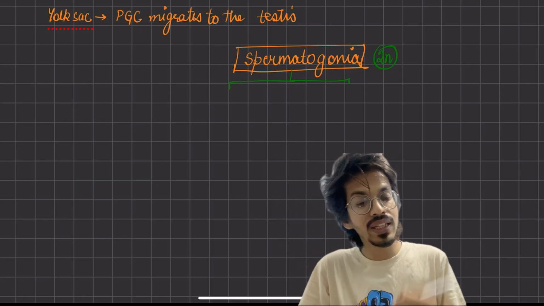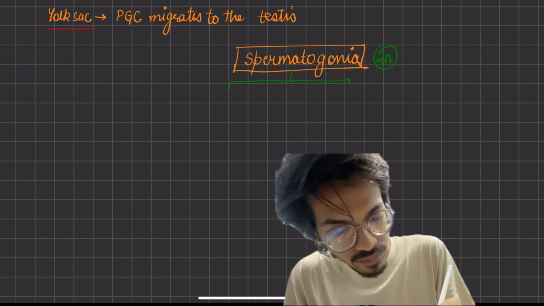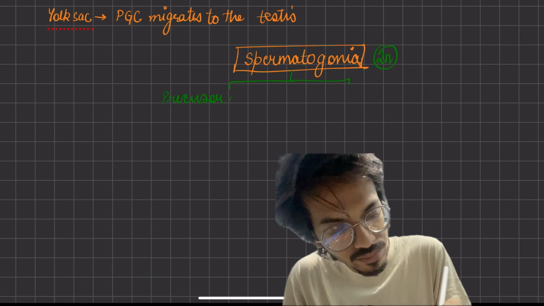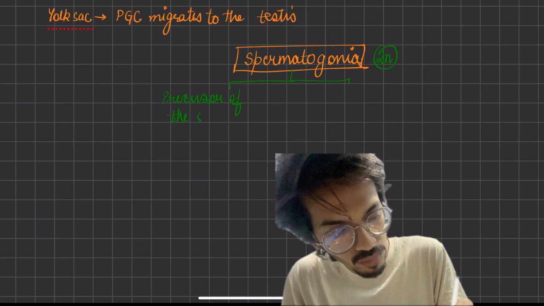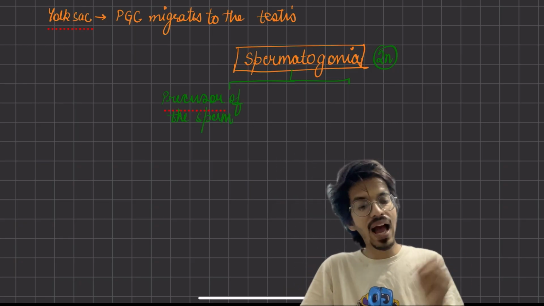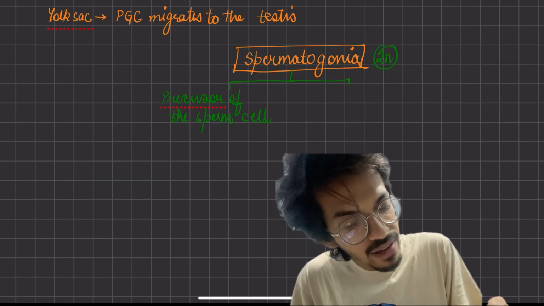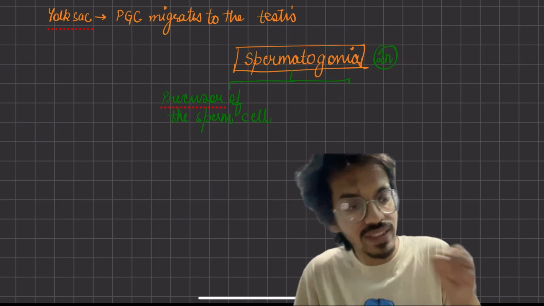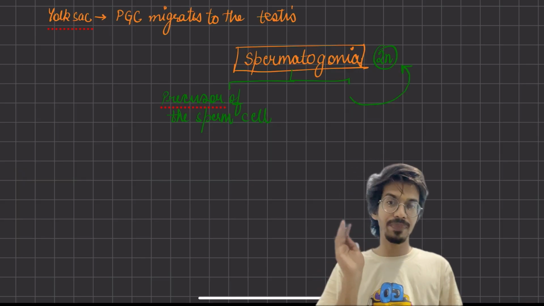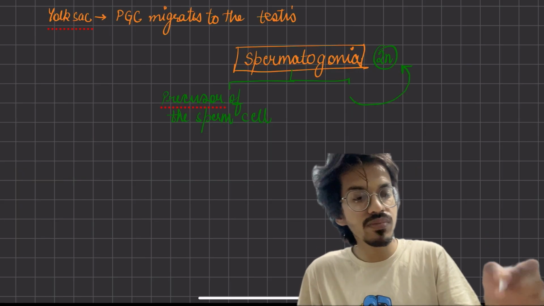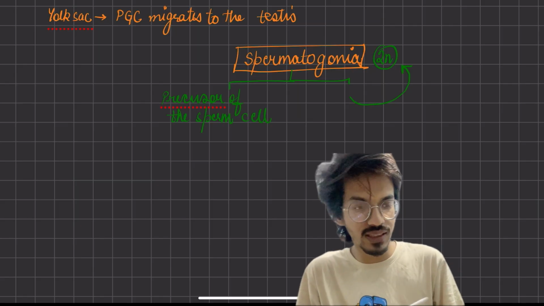One will form the precursor of the sperm cell, whereas the other one will again go and form these kinds of cells. So we have type A and type B cells. Now, the precursor of the germ cells is our major concern.